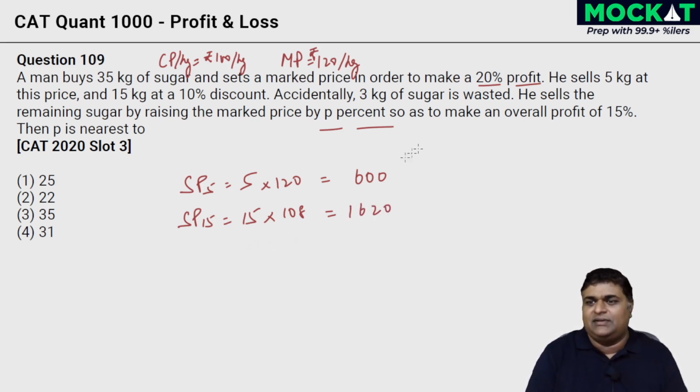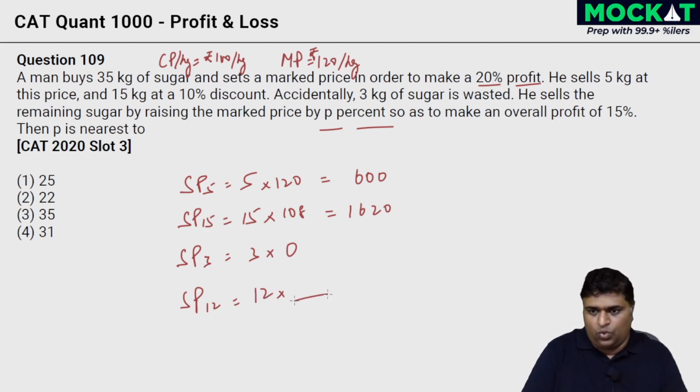Okay. Accidentally 3 kg of sugar is wasted. SP for 3 is 3 into 0. Fine. He sells the remaining sugar by raising the mark price by P%. The mark price of 120 is being increased by P%, so as to make an overall profit of 15%. Okay. SP for the remaining 20, 23 are done. Remaining is 12 kg. Has to be 12 into what price per kg? We don't know yet. This was 0. But what is going to be the overall selling price? What should I get? I should be making the cost price 35 into 100, right?